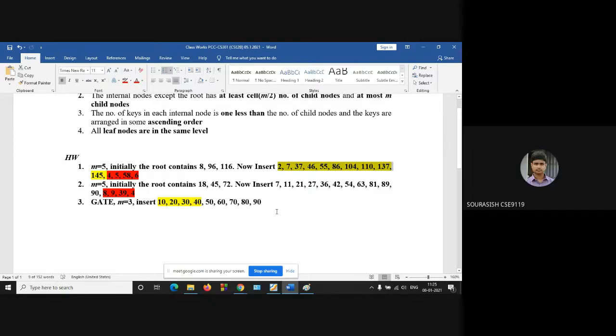বুঝতে পেরেছো? ওকে স্যার। অ্যাকচুয়ালি যেরকম কোশ্চেন আসবে সেটা হচ্ছে aim is 5 and the tree structure is given to you.